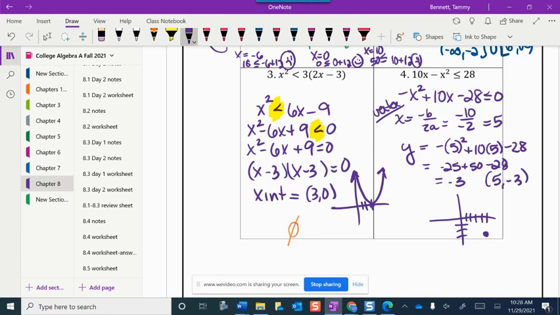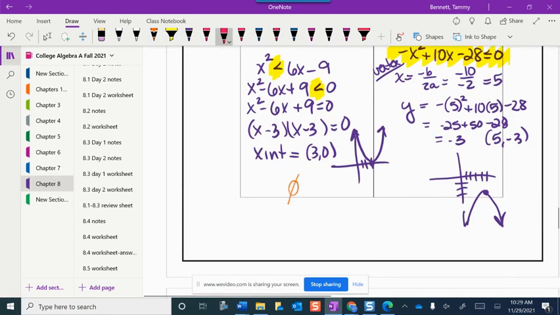And this has a negative to start it, so that means this thing opens down. And the question says, when is this graph less than or equal to 0? You would say this is always less than or equal to 0, so the answer is negative infinity to infinity.